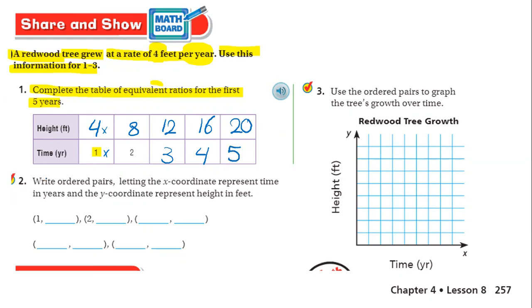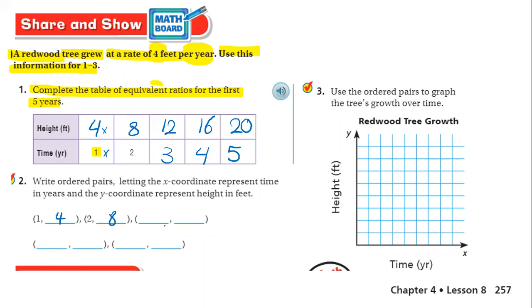Okay. Number 2, write ordered pairs, letting the x coordinate represent time in years and the y coordinate represent the height in feet. Here he asked you to write the numbers for time and here the numbers for height. Let us write first the ordered pair. Abdulaziz, according to your answer in the chat, 1 and 4.